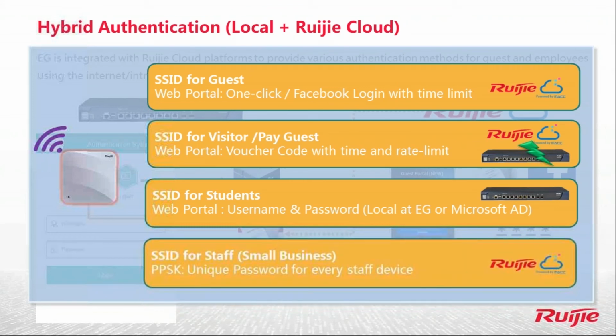Okay, now we continue. The SSID for the staff is a PPSK, a unique password. All the PPSK is stored using the Ruijie Cloud. You can use the Ruijie Cloud, or hybrid authentication: cloud plus local plus Ruijie Cloud, or only cloud, or only EG. So we call this hybrid authentication.